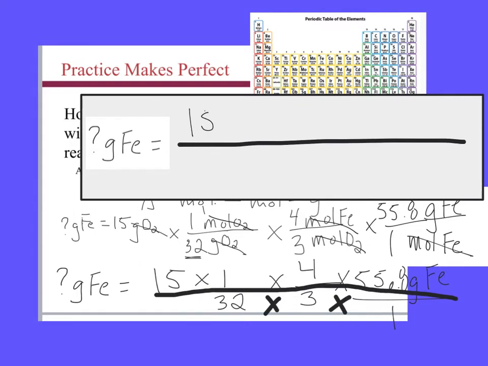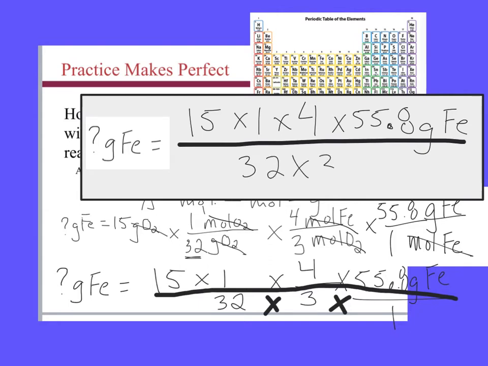is 15 times 1 times 4 times 55.8 grams of Fe divided by 32 times 3 times 1. Now I would multiply across the top, get your answer, write it down, multiply across the bottom, write that number down, then divide.